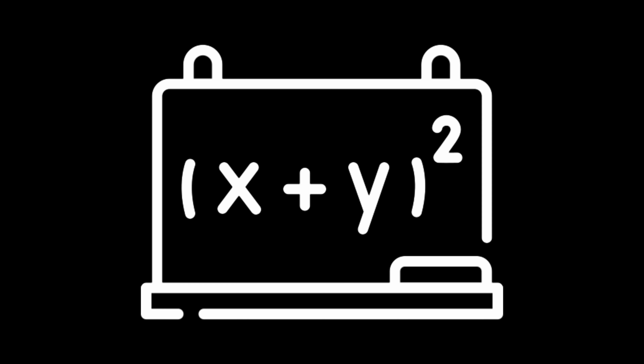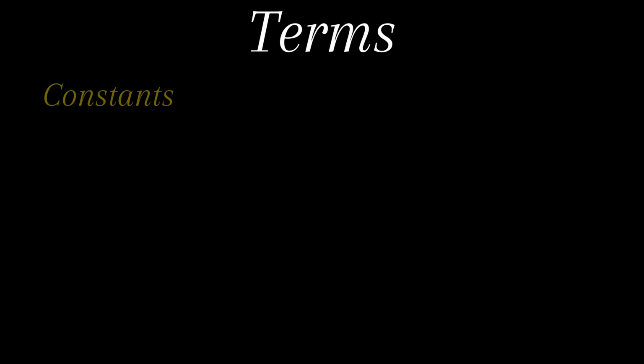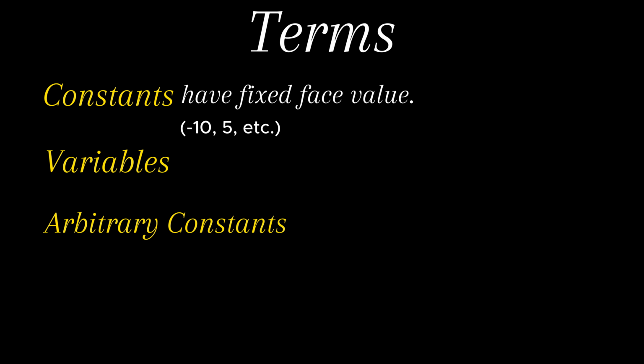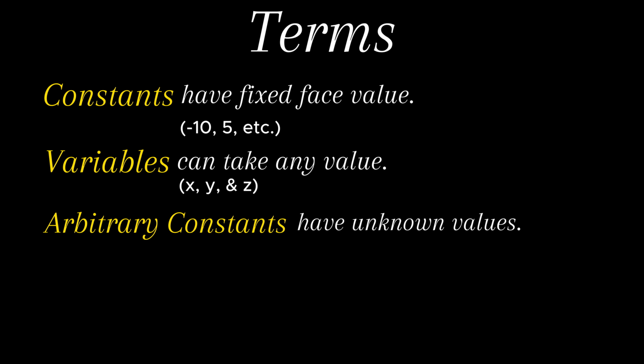In algebra, we don't refer to them as numbers, rather we call them terms, which can be classified as constants, variables and arbitrary constants. Constants are the terms which have a fixed face value, for example, -10, 5, etc. Variables are the terms which can take any value or whose values need to be determined. In general, variables are denoted by the last letters of the English alphabet like x, y and z, while arbitrary constants are the constants whose values are unknown. These are denoted by the initial letters of the English alphabet like a, b or c.